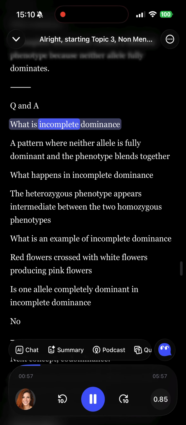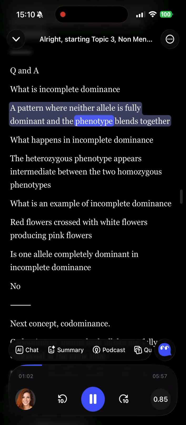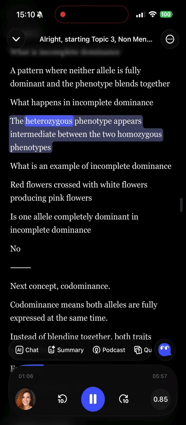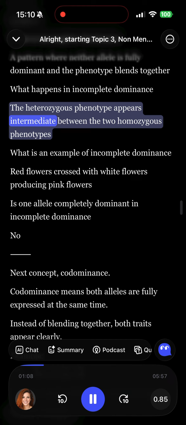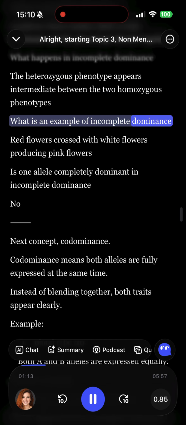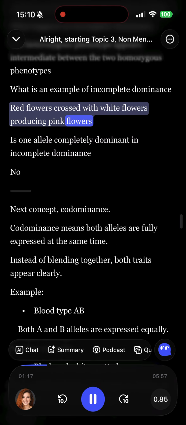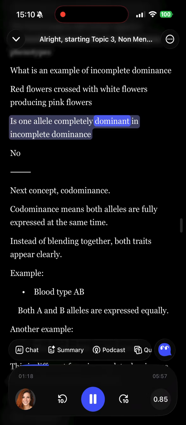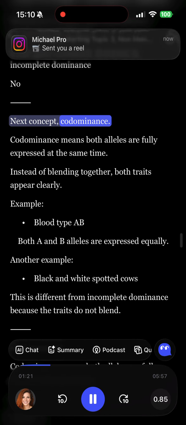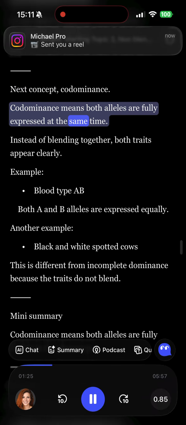Q&A. What is incomplete dominance? A pattern where neither allele is fully dominant and the phenotype blends together. What happens in incomplete dominance? The heterozygous phenotype appears intermediate between the two homozygous phenotypes. What is an example of incomplete dominance? Red flowers crossed with white flowers producing pink flowers. Is one allele completely dominant in incomplete dominance? No.